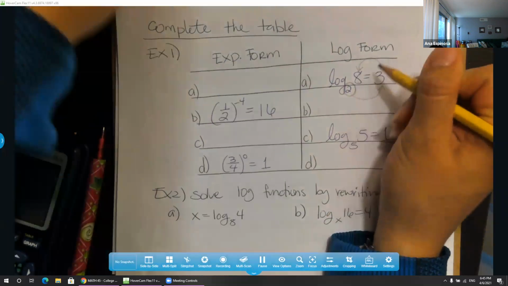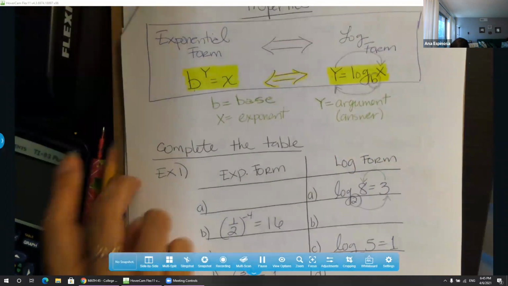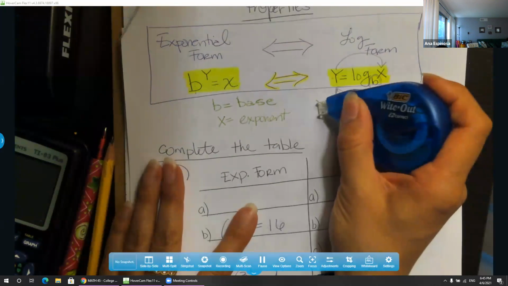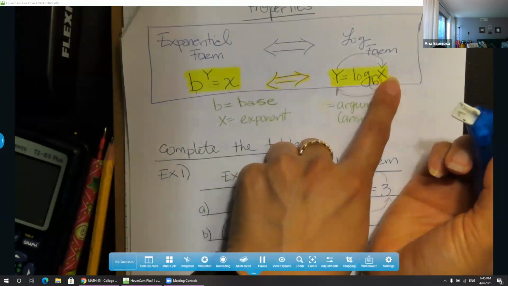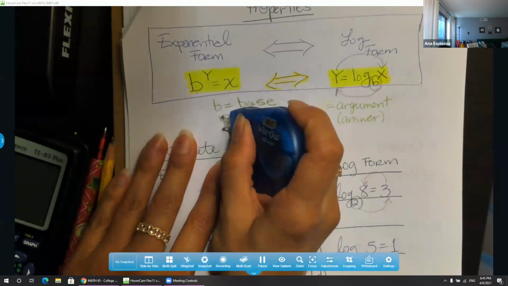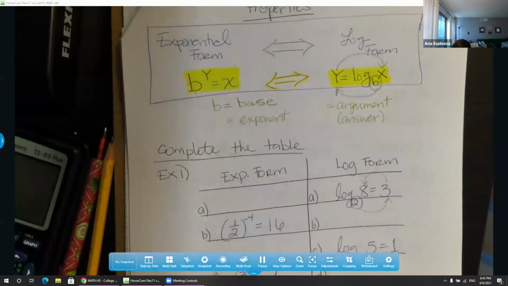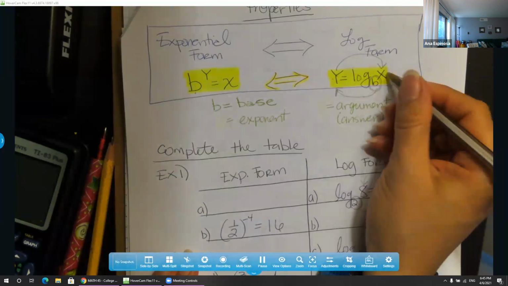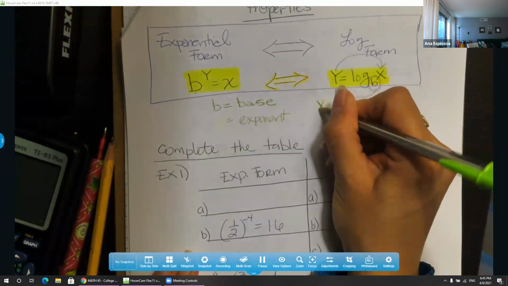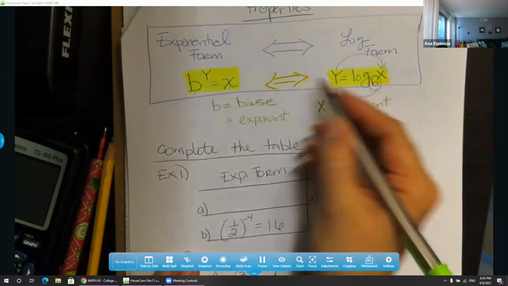Yes, I messed this up. I need to erase this. This is not correct. The argument is in here, and what it's equal to is the Y. I knew something was off. I have to fix the notes. So the argument is the X. The exponent is the 1.